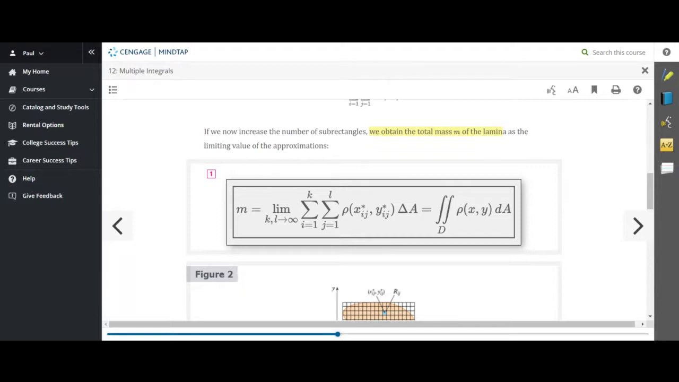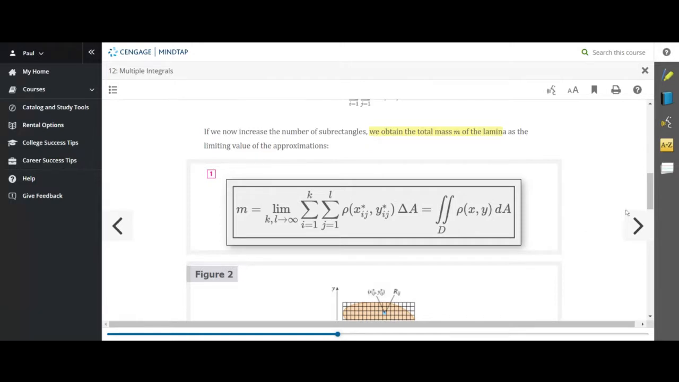Yes, you do need rho. You do need the density function. The rho there looks like a P, but it's not quite a P. It's a rho. And in WebAssign, you have to be careful when you put in answers to pick the right symbols. Rho is not an A. Even with spherical coordinates, we treat rho as a radius, but in this case, rho stands for a density function that varies depending on which point you're on the lamina.